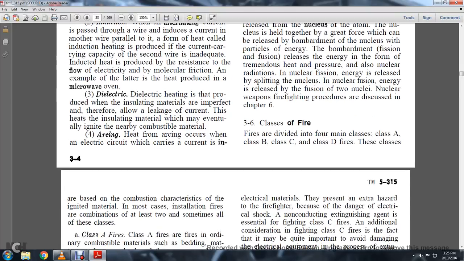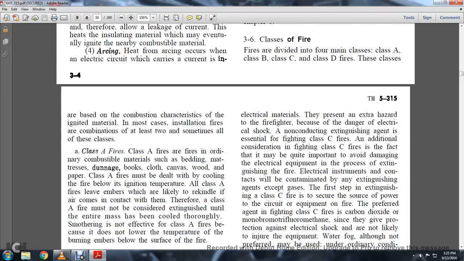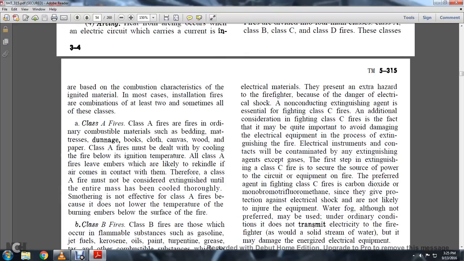3.6. Classes of fire. Fire is divided into four main classes: Class A, B, C, and D fires. These classes are based on the combustion characteristics of the burning material, and a fire may be of one class or a combination of at least two, or sometimes all, of these classes.